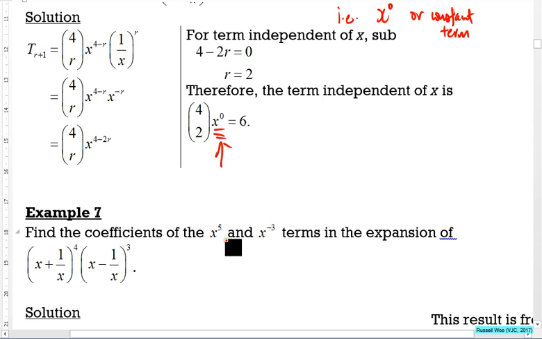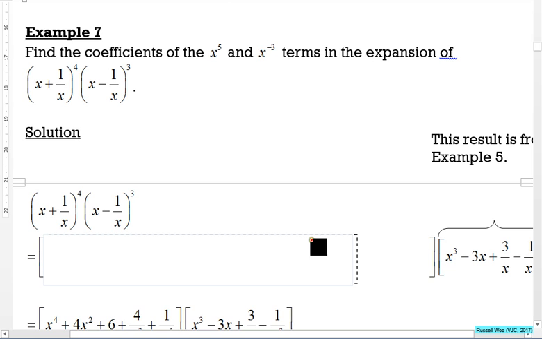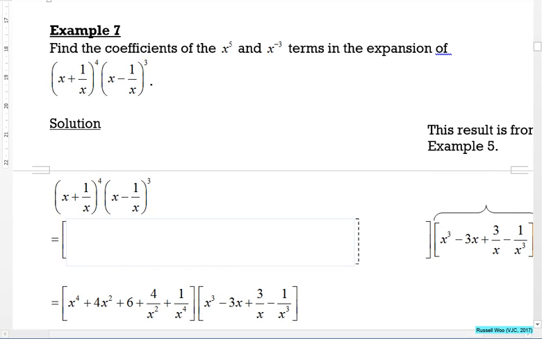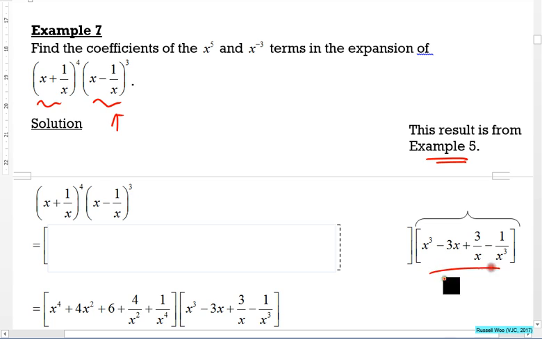Example 7 is the one I want to go through next. Find the coefficients of x to the power of 5 and x to the power of minus 3 in the expansion of this. Shall we take note that there are two binomial expansions here? The second one was already from example 5, so we're going to copy and paste it here. That's my example 5. You've done it. The first expansion is x plus 1 over x.